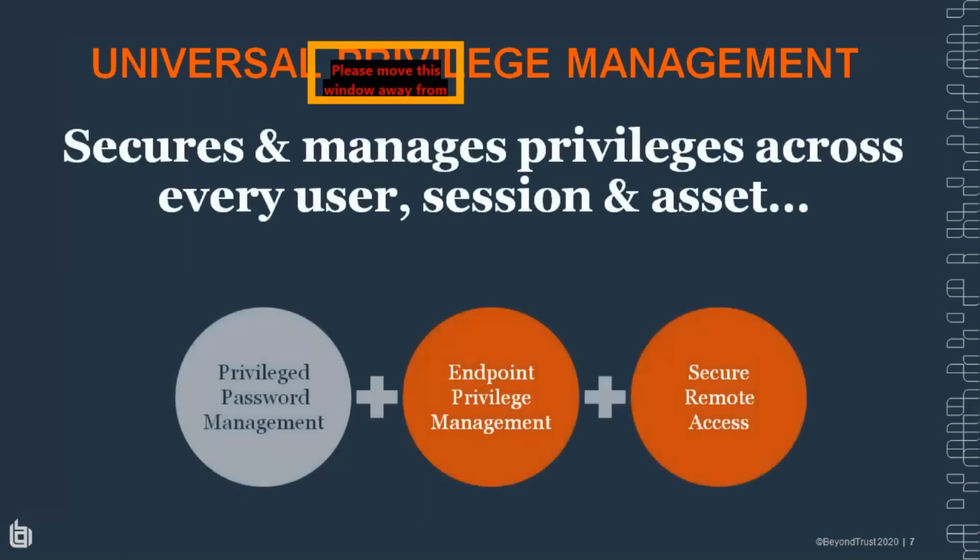Okay. Now, the idea behind privilege ID is very simple. It is focused on managing privileges across your entire infrastructure, across every user, across every session, and across every asset. Which means that you traditionally have always been doing privileged password management, specifically using a vault for only some of your key accounts or some of your key users.